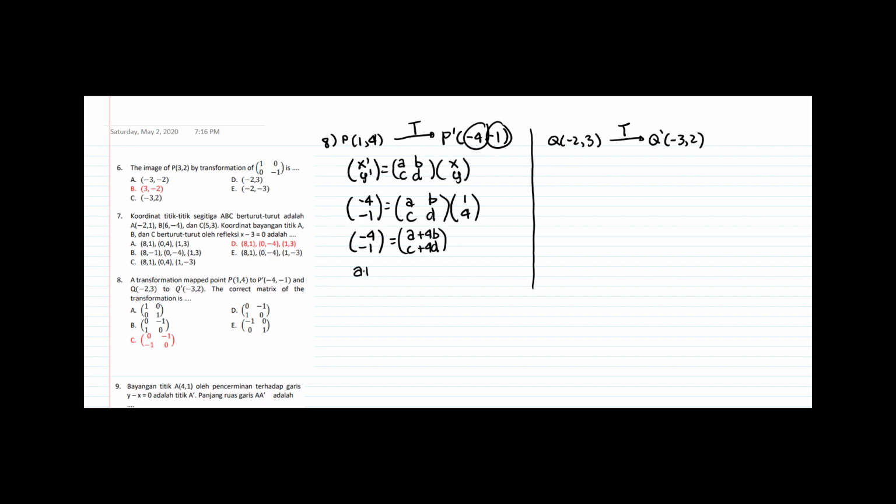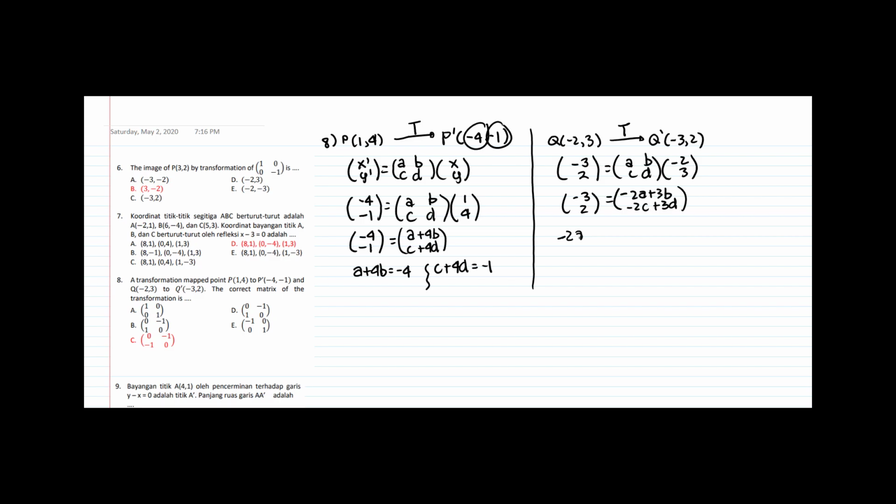Okay, so I have A plus 4B equals negative 4, and then I have C plus 4D equals negative 1. How about this one? Q accent, so negative 3 and 2 equals A, B, C, D times negative 2 and 3. Multiply it: negative 3, 2 equals negative 2A plus 3B, negative 2C plus 3D.